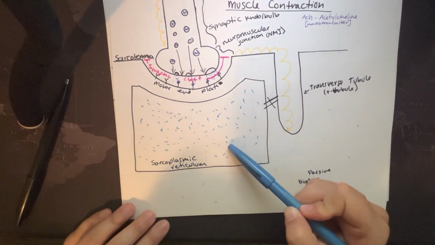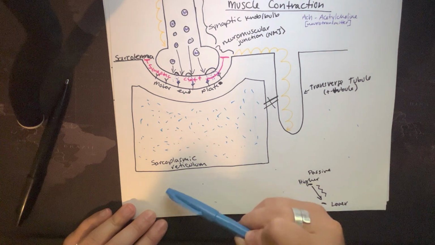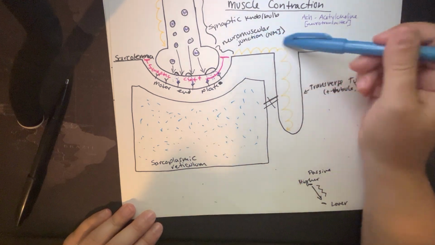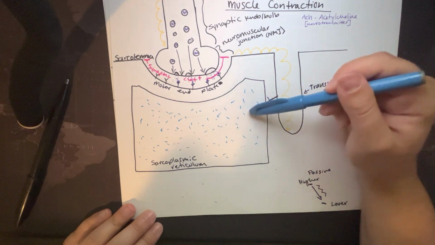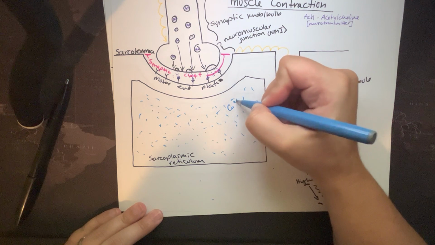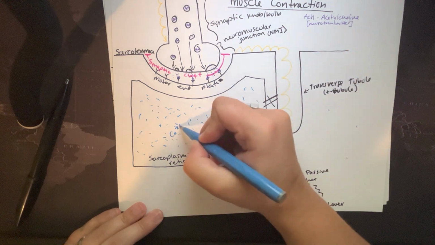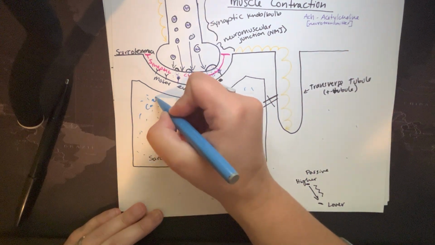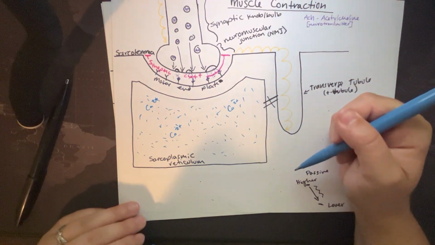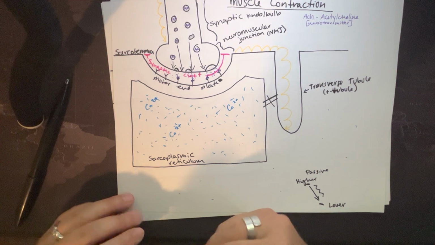How do we think it stays in here or gets in here in the first place? Because we do have a channel that when a signal is sent, it opens and then releases that calcium. So we'll put calcium. This is all calcium. So once this channel opens, it's going to release all that calcium. But how does it get there in the first place?